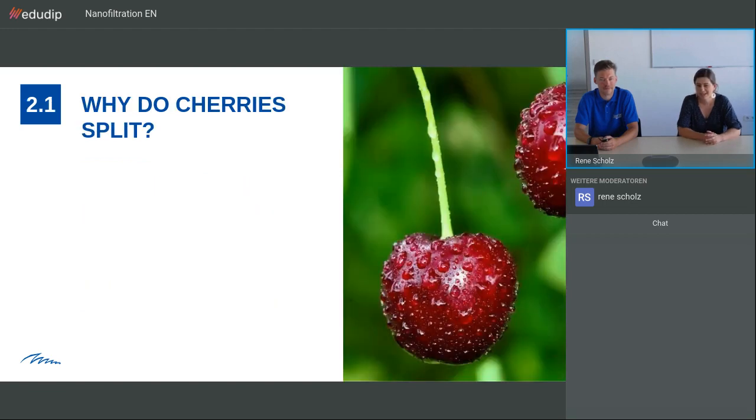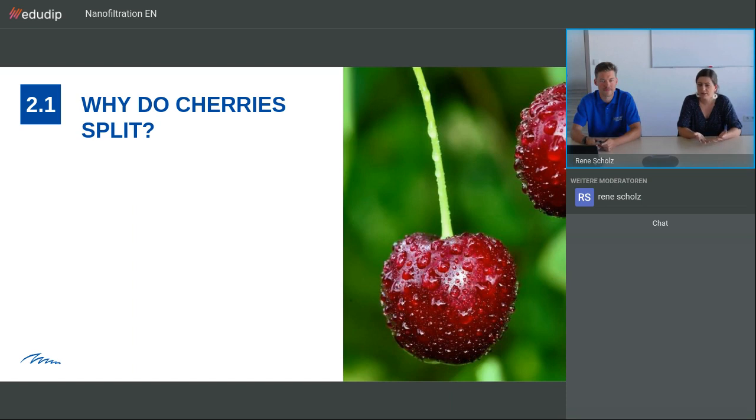So to start, a very simple example from daily life. Maybe this has happened to you. Maybe you have a garden with a cherry tree. You want to pick the cherries, they're ripe, and then it has rained overnight, and suddenly a lot of cherries are split. Why does that happen?